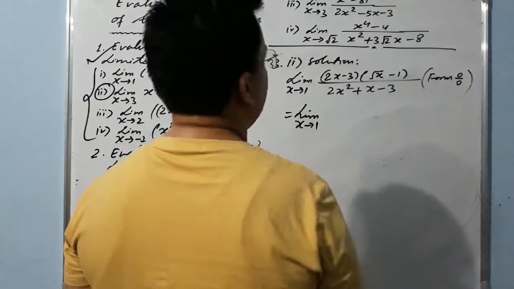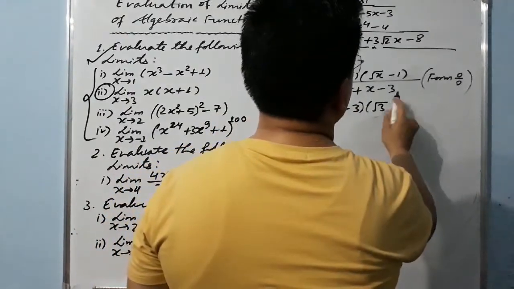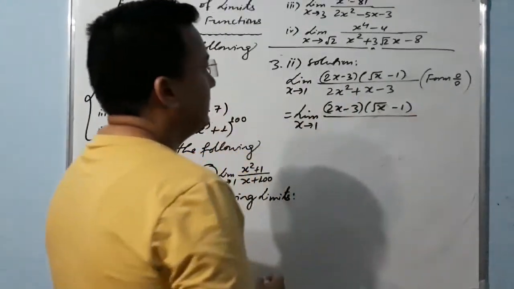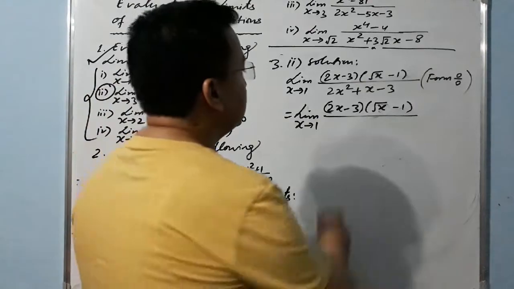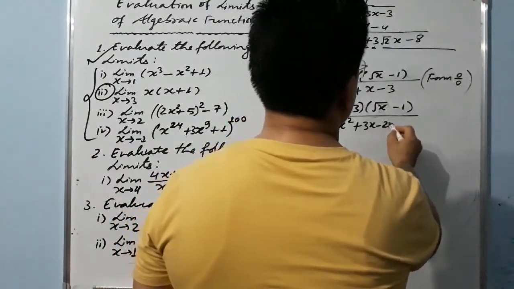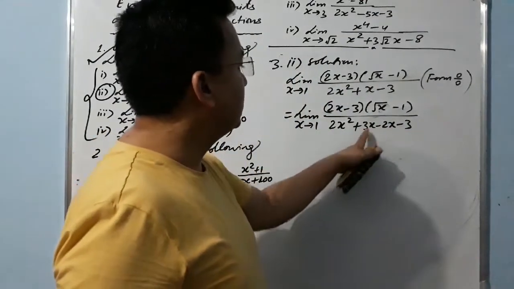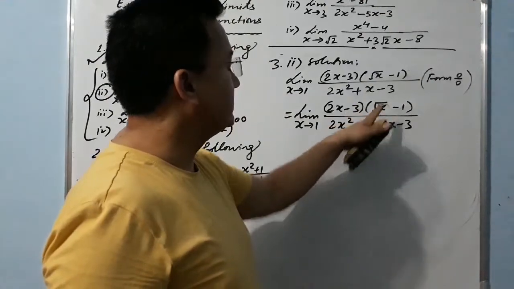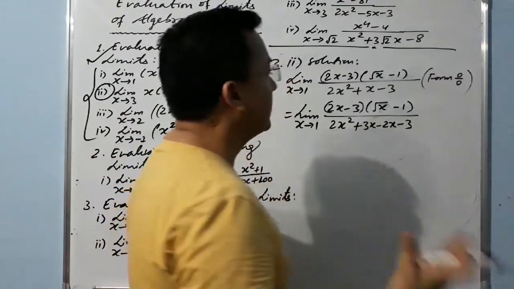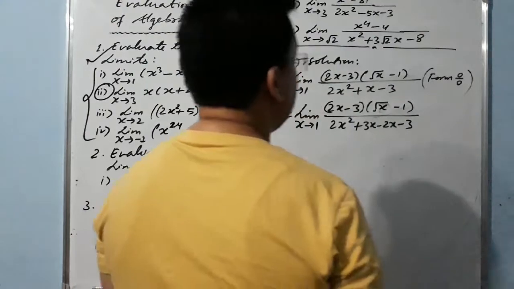Limit x tends to 1, here 2x minus 3, which is already in factorized form. So let's see the denominator. We need to split the middle term in the denominator: 2x squared plus 3x minus 2x minus 3. The product is 2 into minus 3, which is minus 6, and the sum is 3x minus 2x, which is plus 1x.